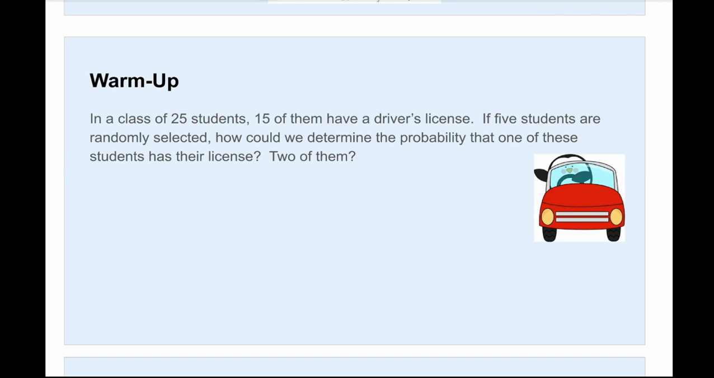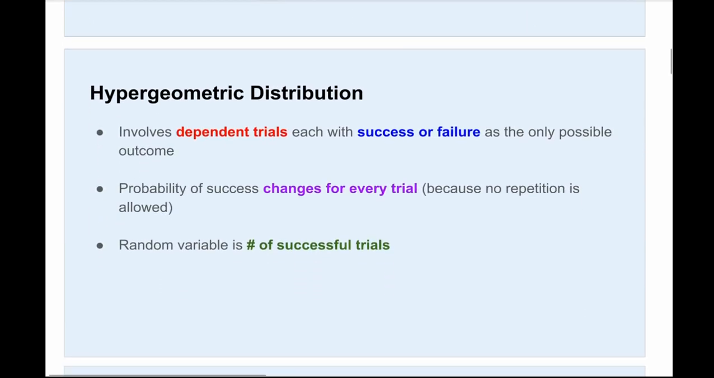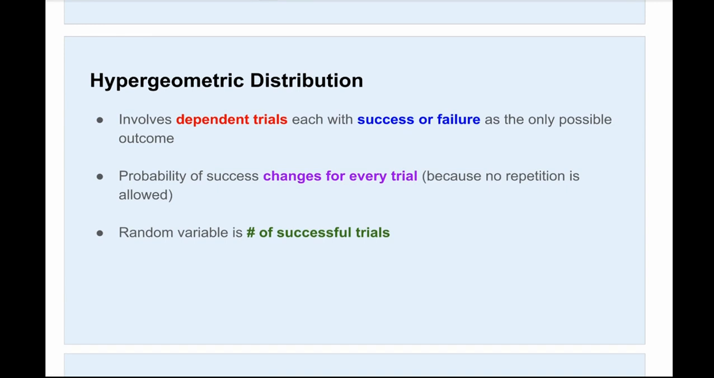So this type of scenario is going to be our new type of distribution, which we call hypergeometric. So a hypergeometric distribution involves dependent trials. Each of these trials has a success or failure, but it is dependent because the probability is going to change, or the things are going to change depending on what's occurring. Probability of success changes for every trial because no repetition is allowed. And in this case, the random variable is the number of successful trials.